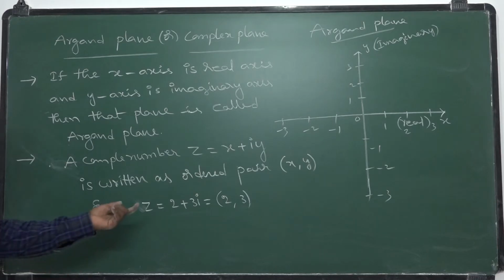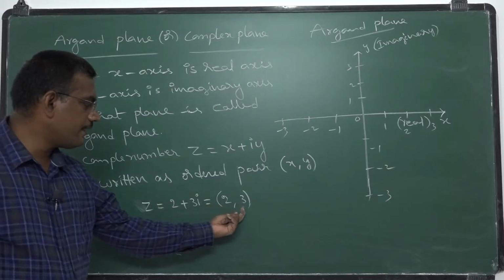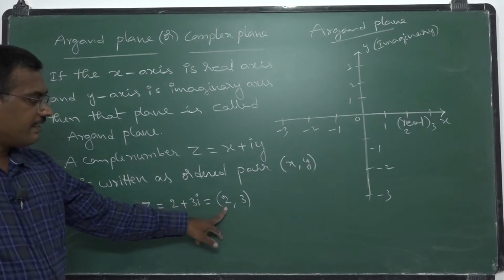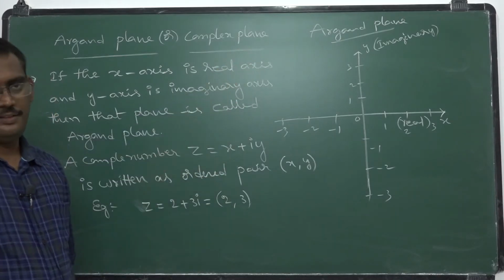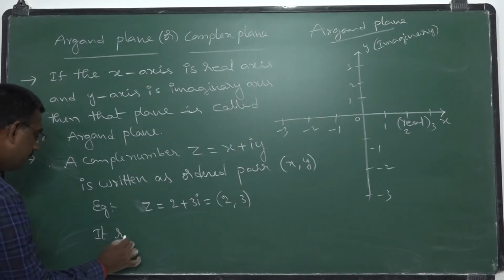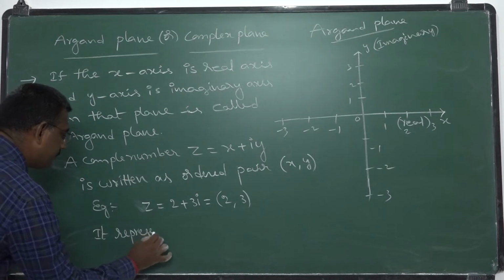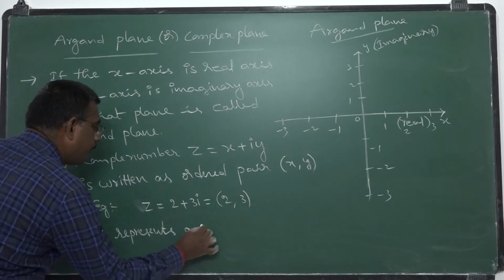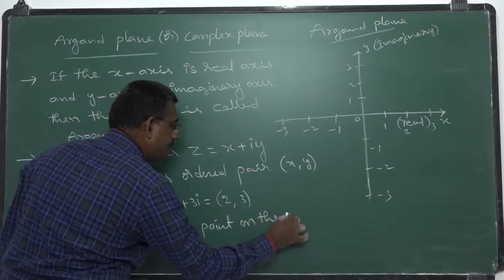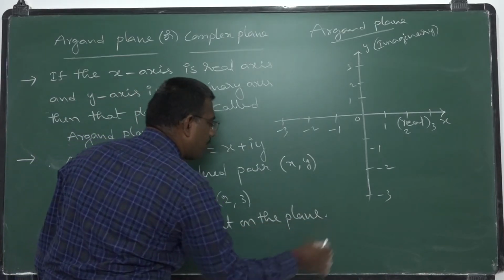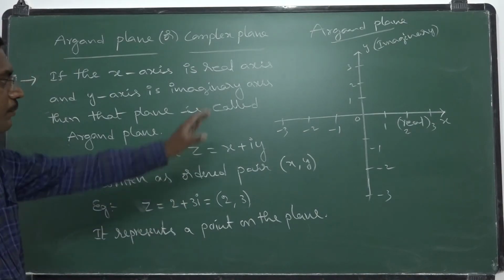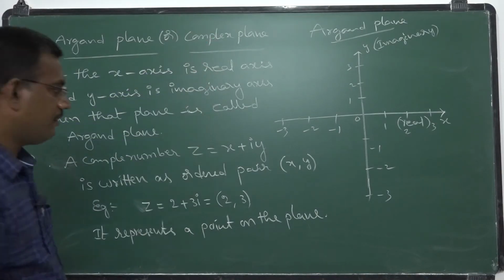So we write the complex number in the form of an ordered pair, and it is represented as a point on the Argand plane. So we can represent any complex number as a point on the Argand plane.